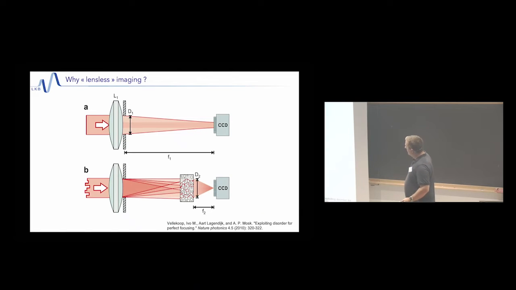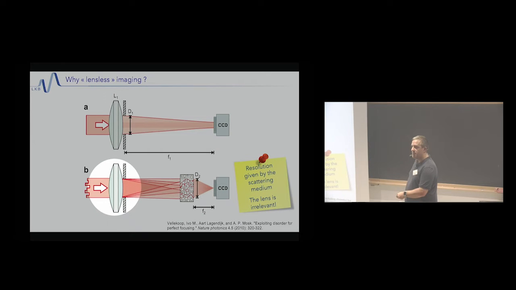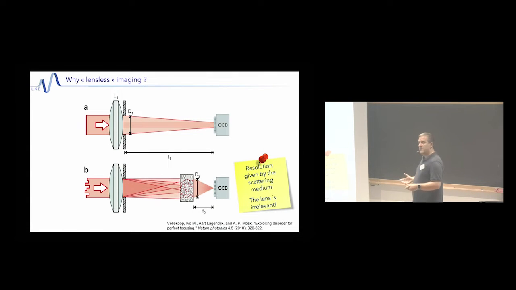Okay. So why is it interesting for imaging? Well, first, it's called lensless imaging through the scattering medium, because as pointed out in this paper, the focusing resolution is basically given by the scattering medium and not by whatever optical element you have before. So the lens becomes irrelevant in a way, and the medium becomes the lens.